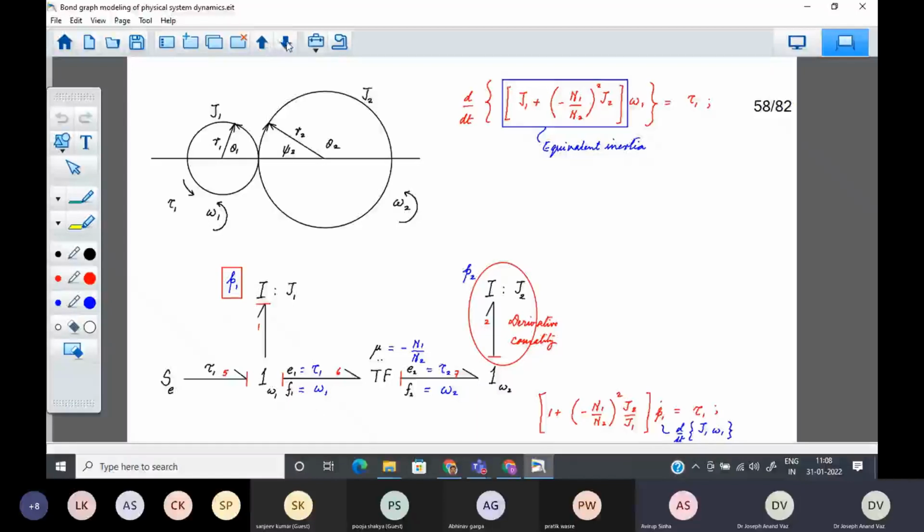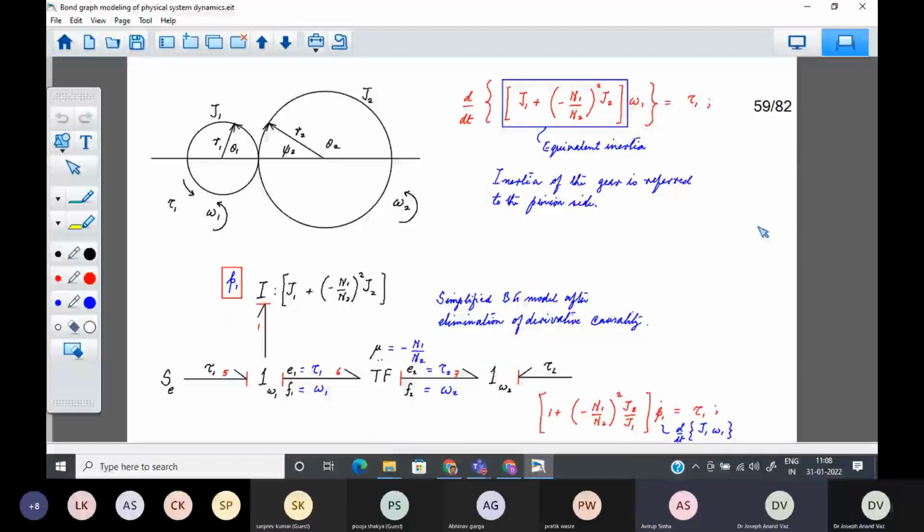So I hope this step is clear to you. So this part actually, you can see here, you have the equivalent inertia, which is moving with angular velocity omega 1. So this together is going to provide you the equivalent angular momentum, the rate of change of this as if it is moving with angular velocity omega 1. And that is caused by the torque tau 1 that is provided on the input side.